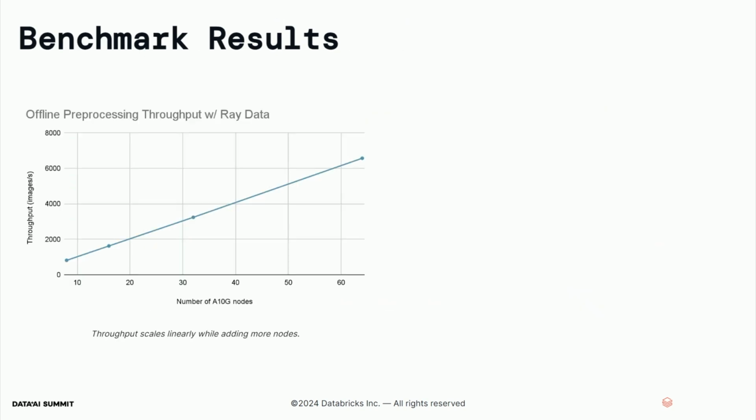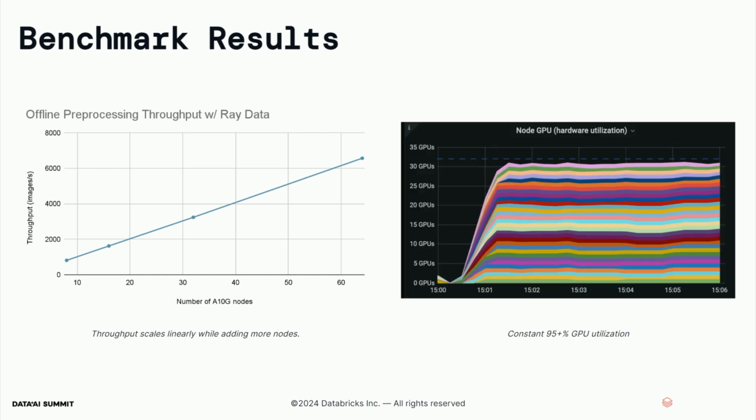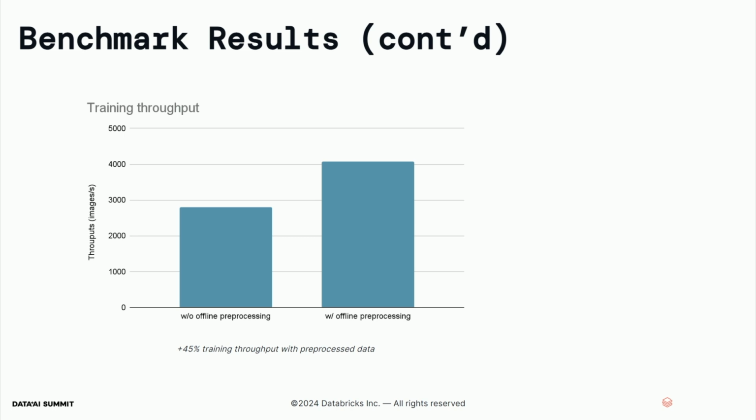Then let's look at some benchmark results. First, we can get a linear throughput. The throughput can scale linearly while we add more nodes. And also we can get nearly full GPU utilization across the entire job, thanks to the heterogeneous resource scheduling ability. By introducing this offline pipeline, we can get rid of the data processing bottleneck in your training job. By doing so, we improve the data throughput by 45%.